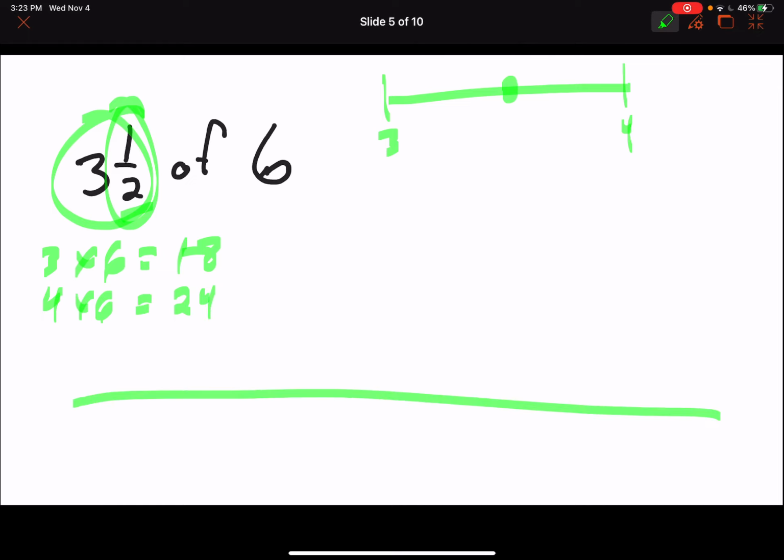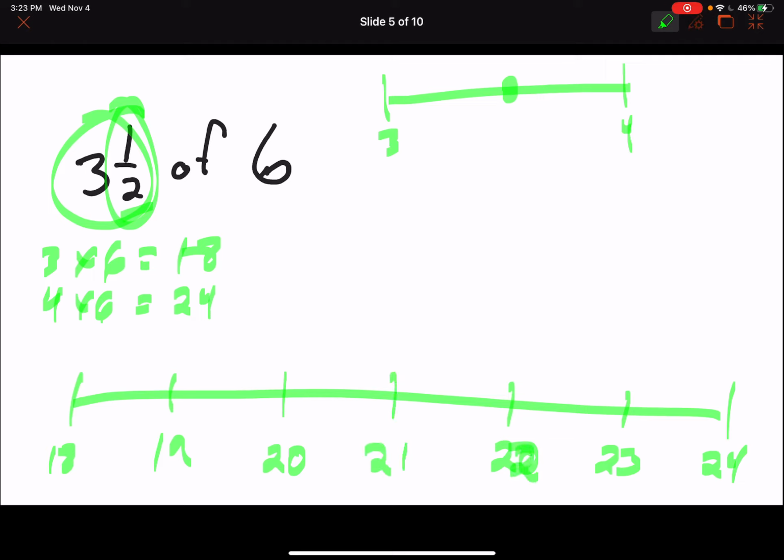I can make that number line, and I can say 24, and I can say 18, and I'm just going to find the number that's in the middle, and the one in the middle here is going to be 21. So the answer there is going to be 21. So 3 1/2 of 6 is going to be 21. Now we're going to come back to this in a couple of slides, so just make sure you're paying attention to that.